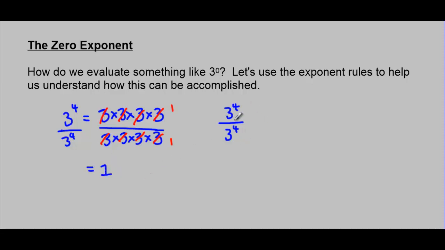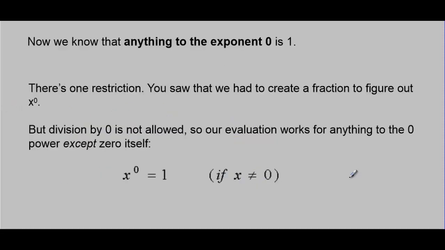Well, if we use exponent rules, 3 to the exponent 4 divided by 3 to the exponent 4, we're dividing powers of the same base, so we subtract the exponents. 4 subtract 4 is 0. Well, now we can see that this is the same logically as this, so 3 to the exponent 0 is equal to 1, which is an interesting thought, because you would never have initially thought that. In fact, anything to the exponent 0 will equal 1.